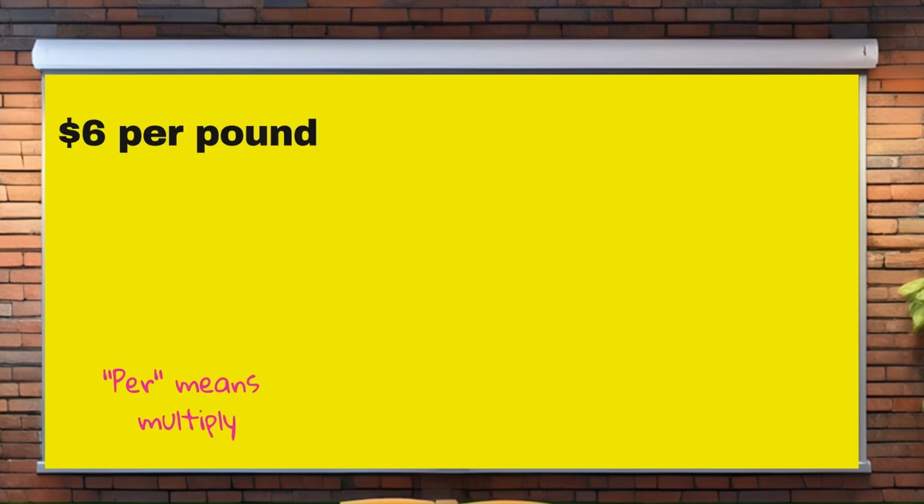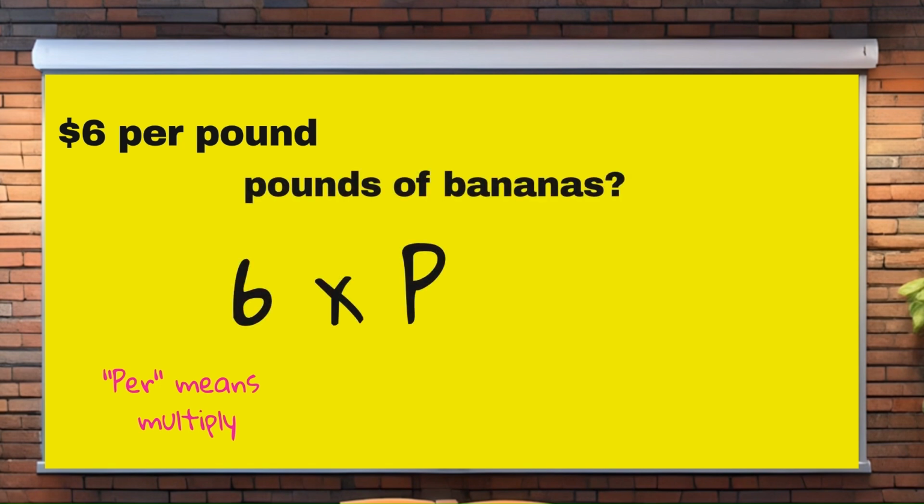Let's break it down. First, we know that the bananas cost $6 per pound, and per means multiply. So we can write 6 multiplied by p. P can represent the pounds of bananas. We do not know yet how many pounds of bananas we are getting, so this is the unknown variable.